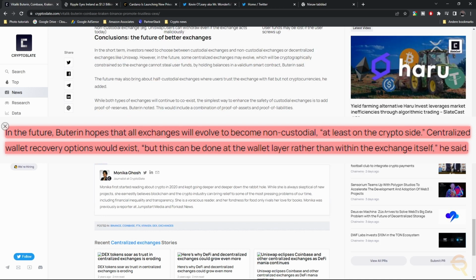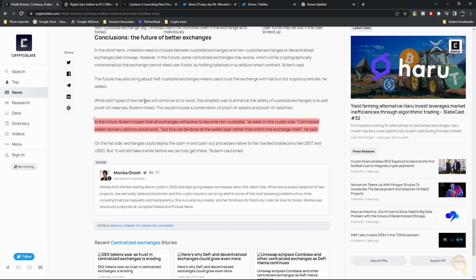And centralized wallet recovery options would exist, but this can be done at the wallet layer rather than within the exchange itself. Alright. Let's move on to the next one, which is about Ripple.